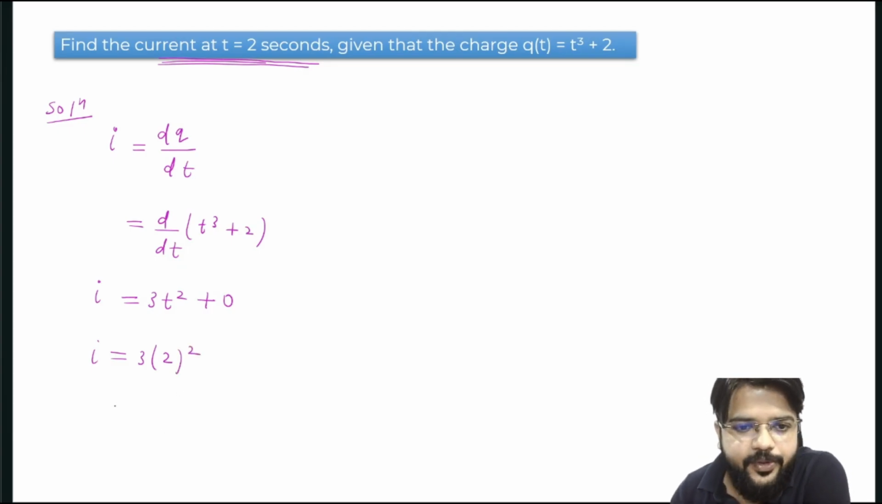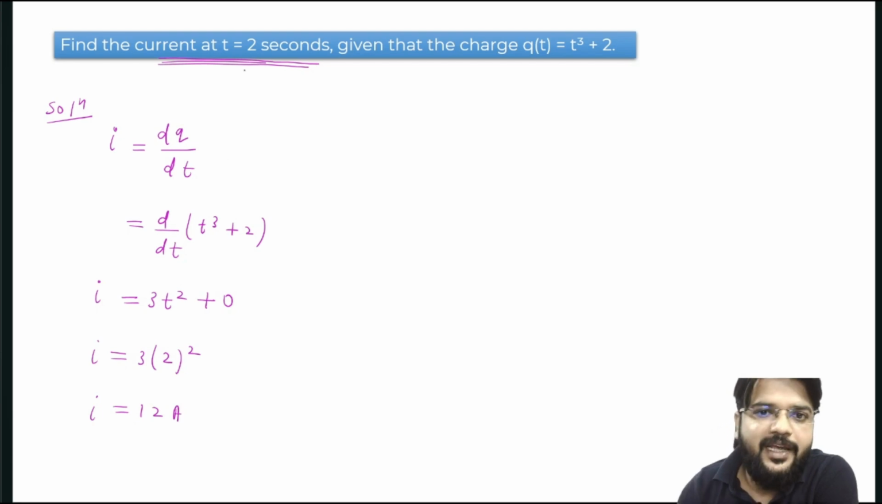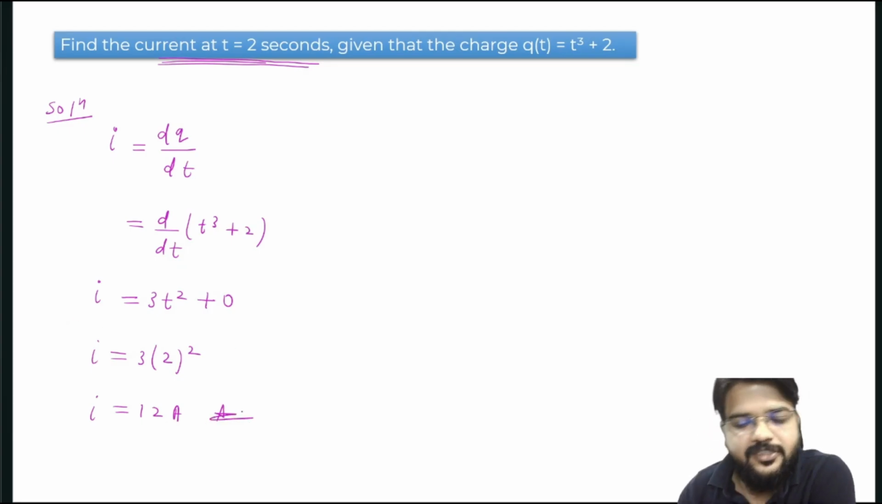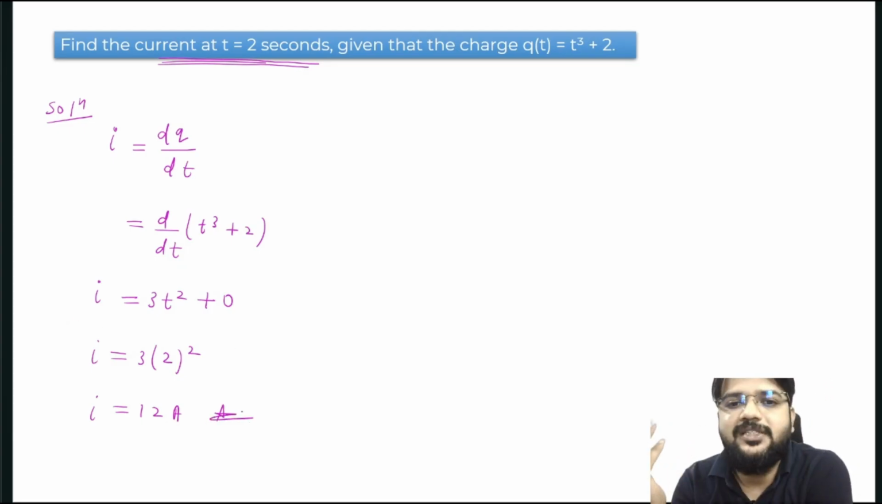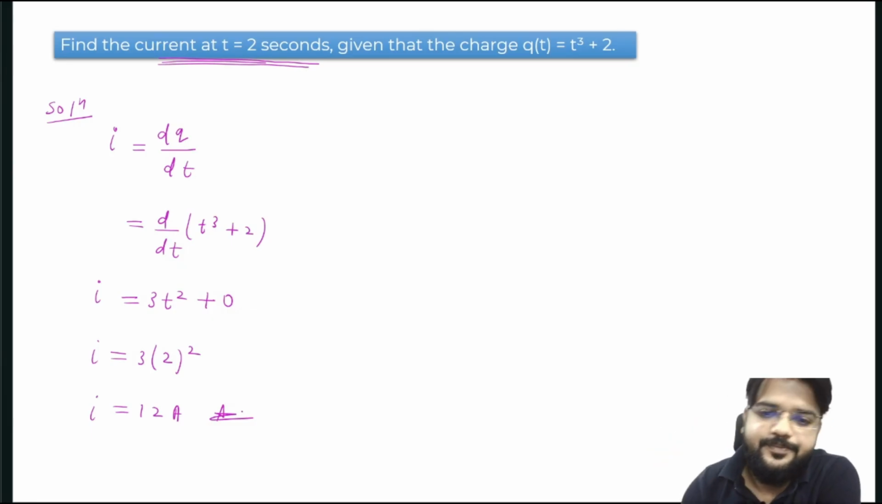So if you put t equal to 2, what we get after simplification: the square of 2 is 4, and 4 into 3 is 12. So exactly at t equal to 2 seconds, how much current is flowing through this wire? It is 12 ampere. So this is the correct answer for this question. I hope this is clear. Note down, everyone.